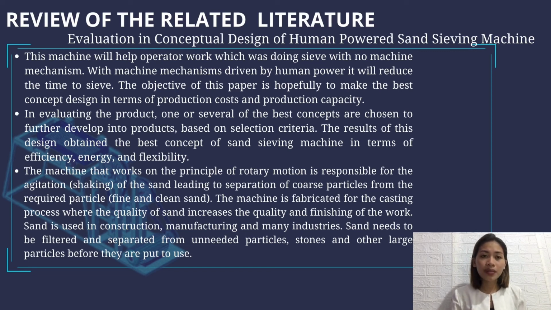The machine that works on the principle of rotary motion is responsible for the agitation or the shaking of the sand, leading to separation of coarse particles from required particles or from fine and clean sand. The machine is fabricated for the casting processes where the quality of sand increases the quality and finishing of the work. Sand is used in construction, manufacturing, and many industries. Sand needs to be filtered and separated from unneeded particles, stones, and other large particles before it is put to use.